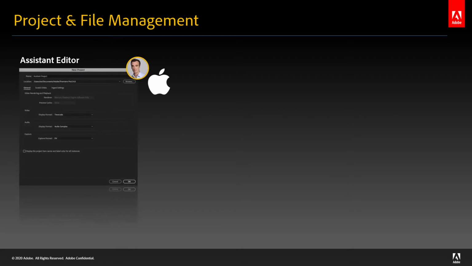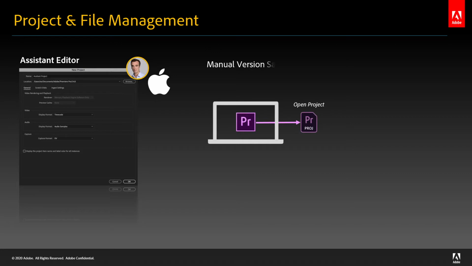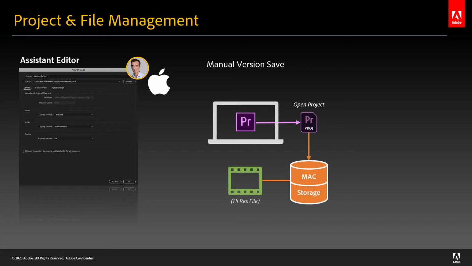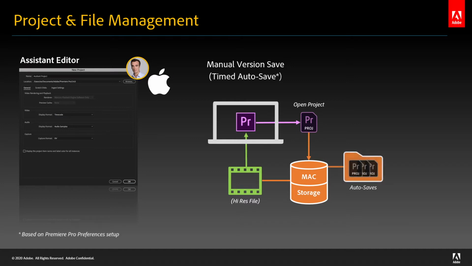In this example, we see an assistant editor creating a new standard project on a Mac connected to Mac formatted storage. A standard project sets up a folder for timed autosave copies of the project, and the latest version of a project is manually saved over itself. Any end-of-day edits are manually saved with Save As, allowing a way to roll back to earlier edits if required.